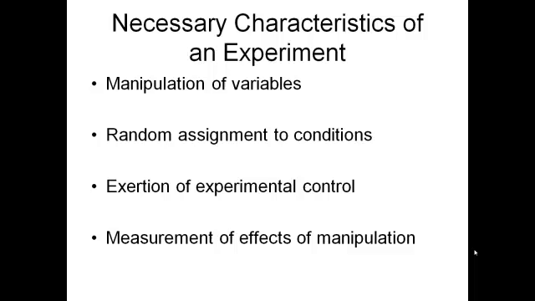Exertion of experimental control. In this case, the experimenter is creating a situation in which other potential variables could be essentially controlled away, kept out of the equation. These variables are called extraneous variables. Variables that are not really what you're interested in, but can nevertheless cause problems in your study.